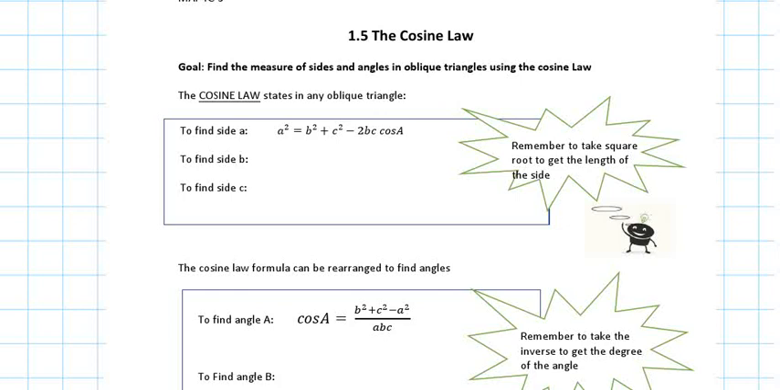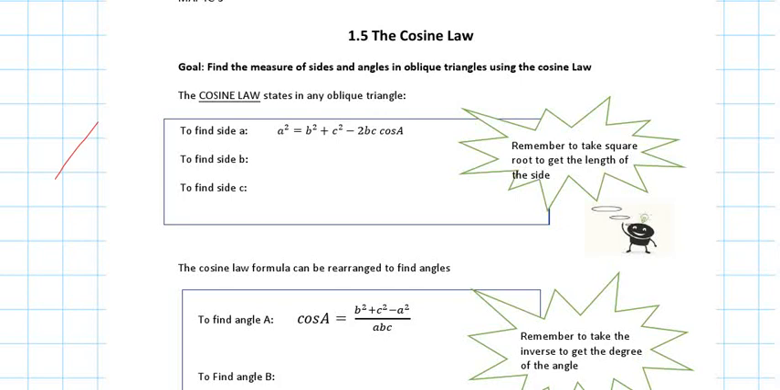So the other law that we use to solve oblique triangles is called the cosine law. Okay? So we already figured out what the sine law is about. Now we're going to talk about the cosine law. The cosine law can be used in two different circumstances.